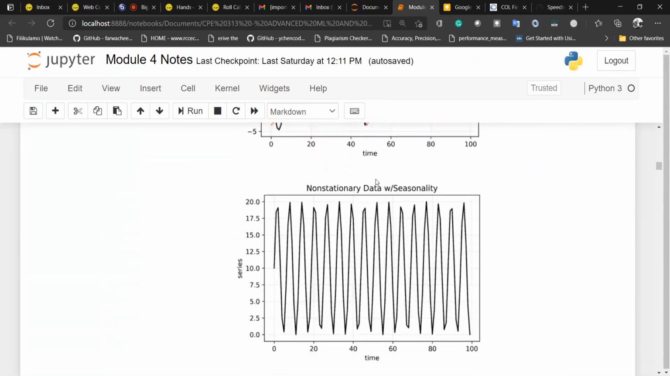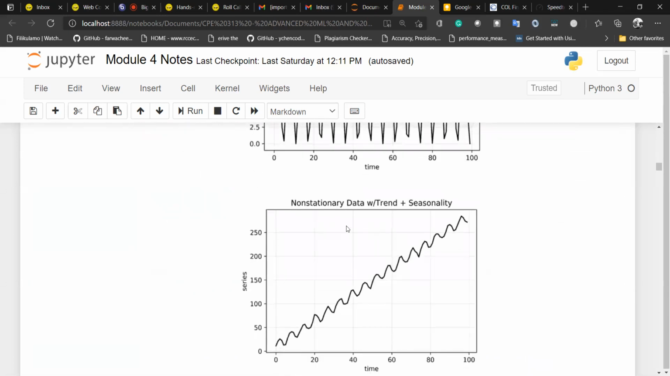Another one is non-stationary data with seasonality. And yun yung mga itsura, para makita natin yung differences ng non-stationary data with stationary data. This one naman is non-stationary data with trend plus seasonality. I'll try to have some examples of this later, kung paano na-generate itong mga ganitong klase ng data.